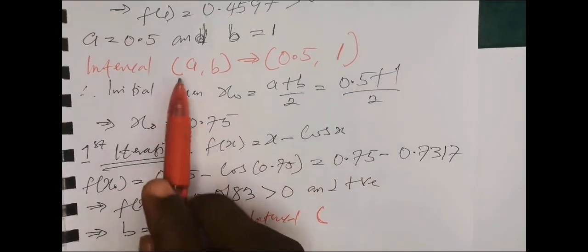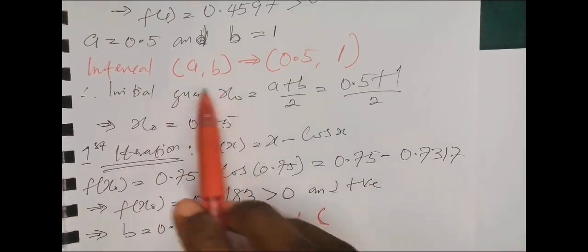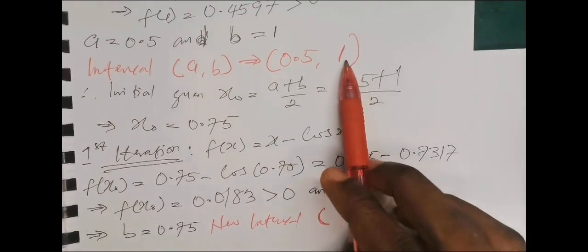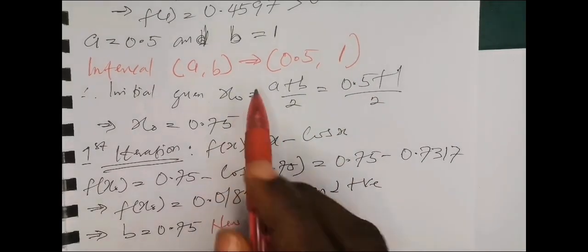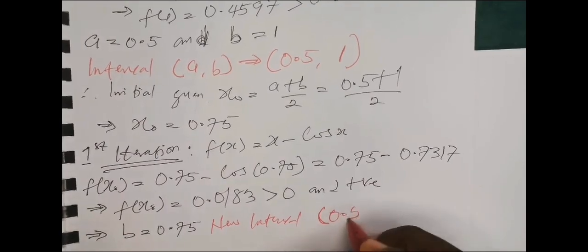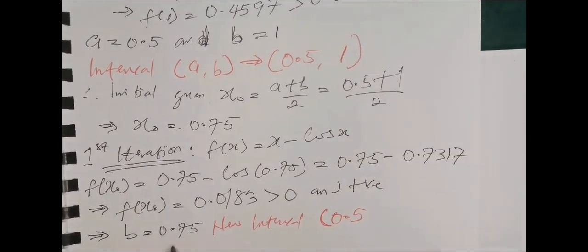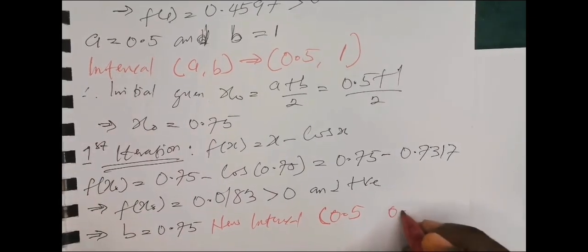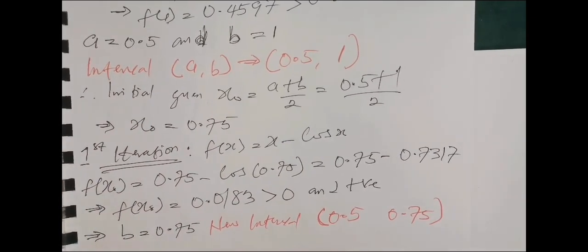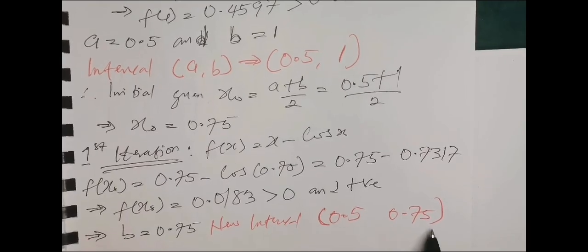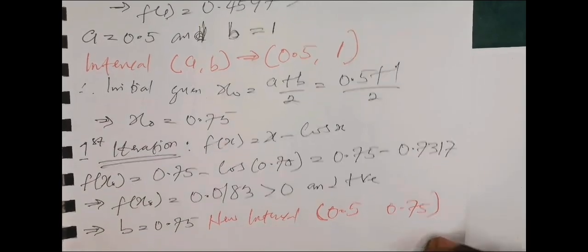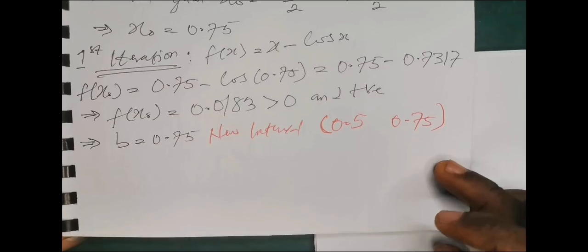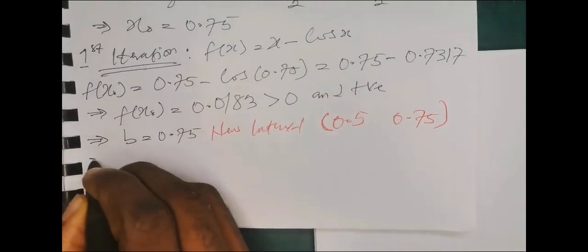So in the previous interval we had a b, and a was 0.5, b lies on the positive side, which is 1. Now we have a new value for b, simply a remains 0.5, but b is now 0.75, so this becomes our new interval. So this simply means that the root of this equation lies between these two values. So with this we can now find the first root, which is s1.